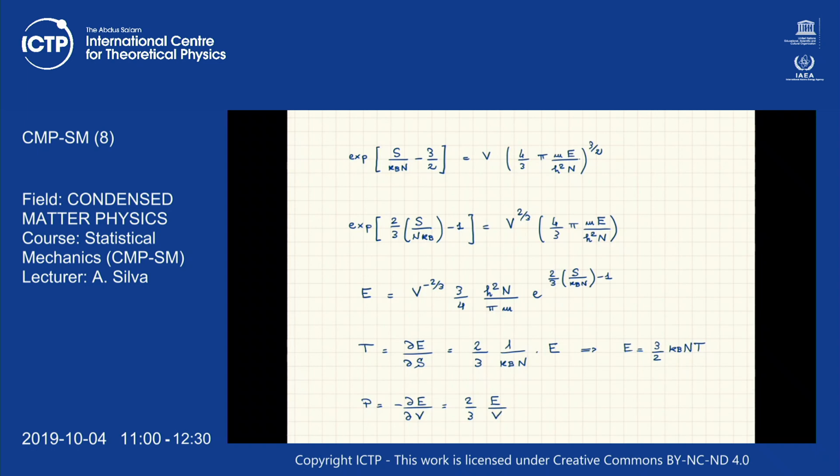But wait, E over V is what? It is 3/2 K Boltzmann times T. And therefore this is equal to N K Boltzmann times T divided by V. Aha! I got to the equation of state.